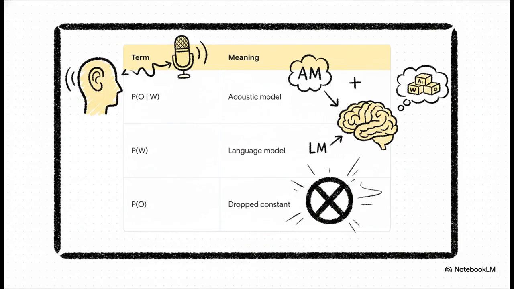Now there's a third piece to Bayes' equation, the probability of the observation itself. But here's the cool trick. We safely drop it. Why? Because it's just a constant across all candidate words. Computing it would literally require summing over every possible word sequence in existence, which is completely intractable. Oh, and one more thing. We do all of this in log space to avoid computational underflow.